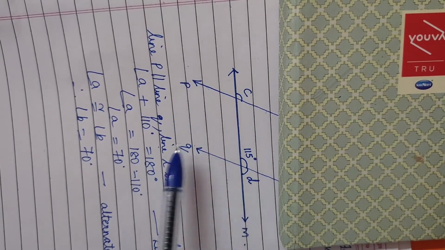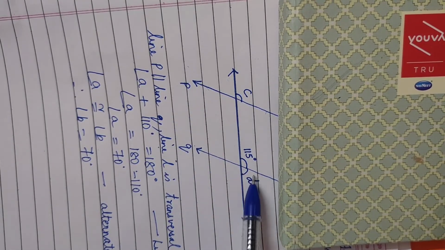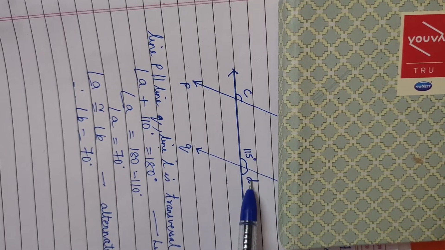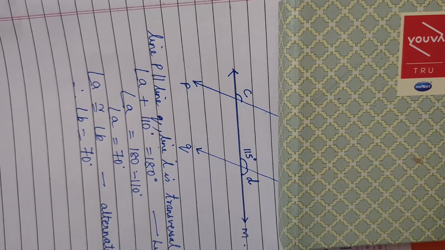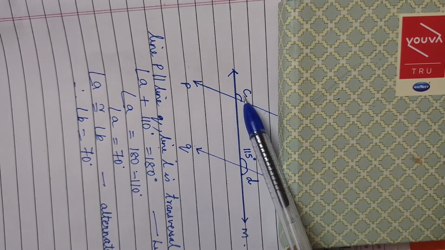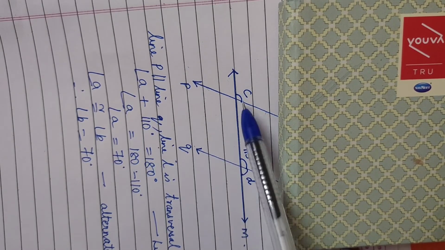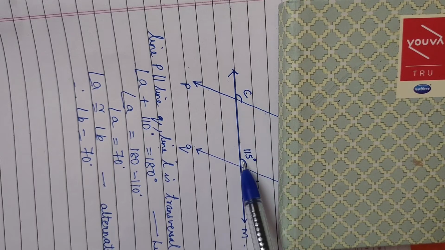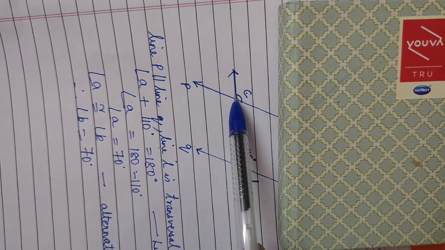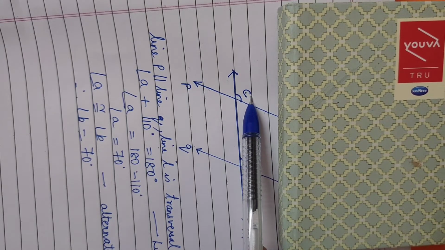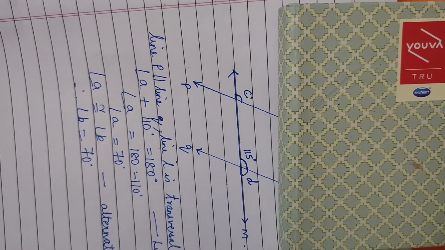Now you look, this is a parallel line. Now can we find D? Yes. Similarly, D plus 115 equals 180 degrees, angles in the linear pair. And how can we find angle C? What you can see, my dear, is this is 115 degrees. On this transversal, angle C is also 115 degrees because of corresponding angles.